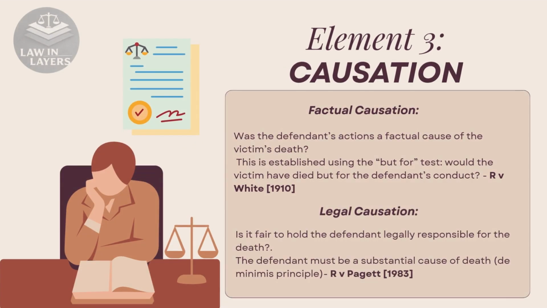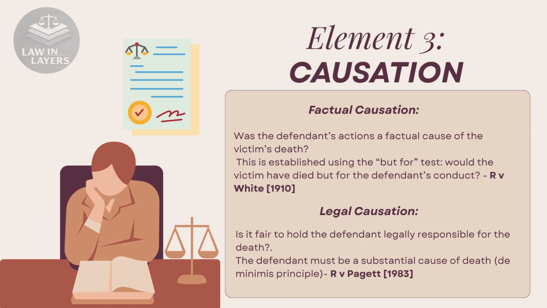The third element is that the unlawful act must cause the victim's death. Causation is the link between the defendant's conduct and the resulting death. There are 2 types of causation: factual causation and legal causation. Factual causation considers whether the defendant was the factual cause of the victim's death. This is established using the but-for test, as seen in R v White.